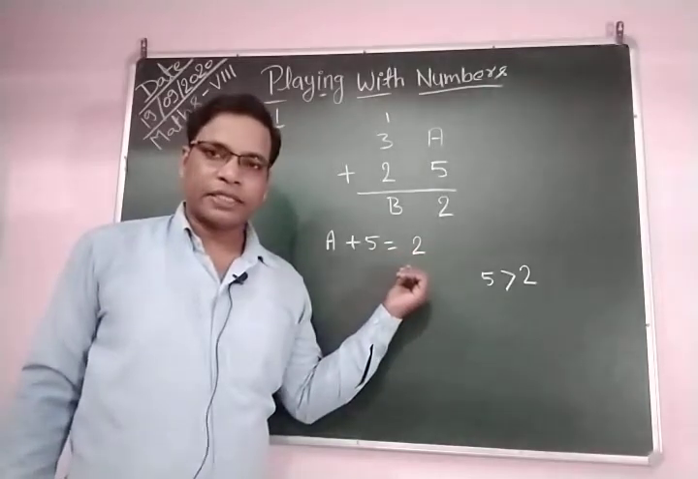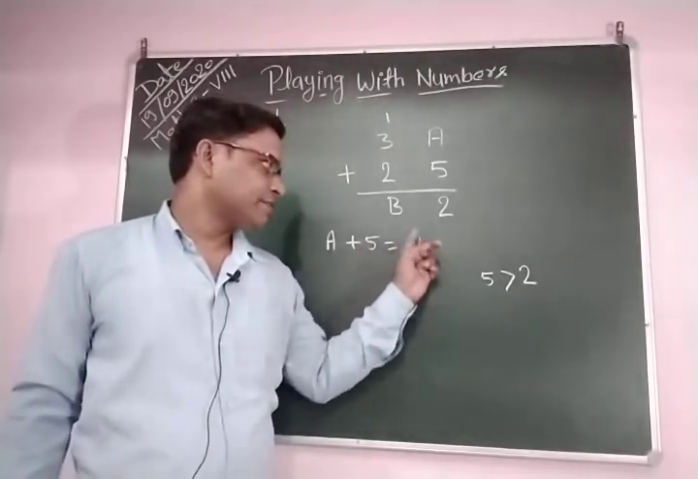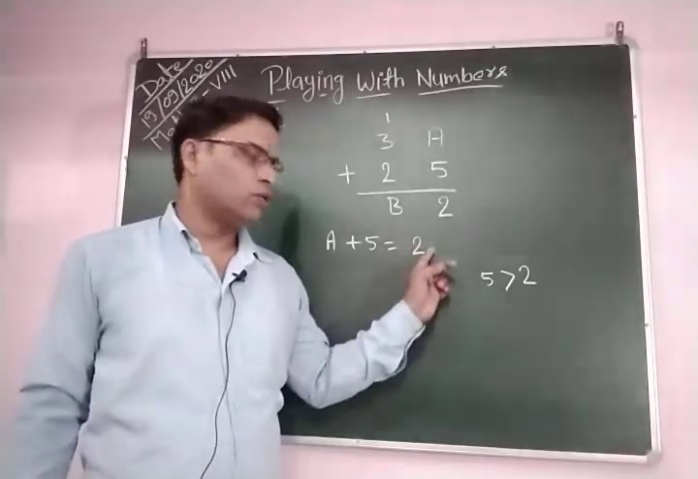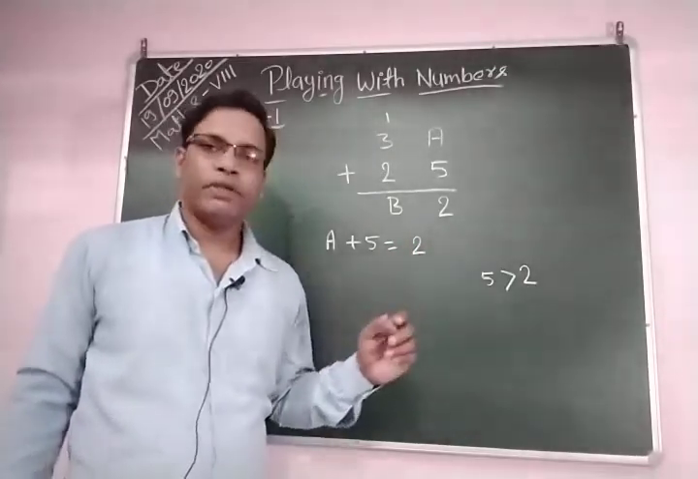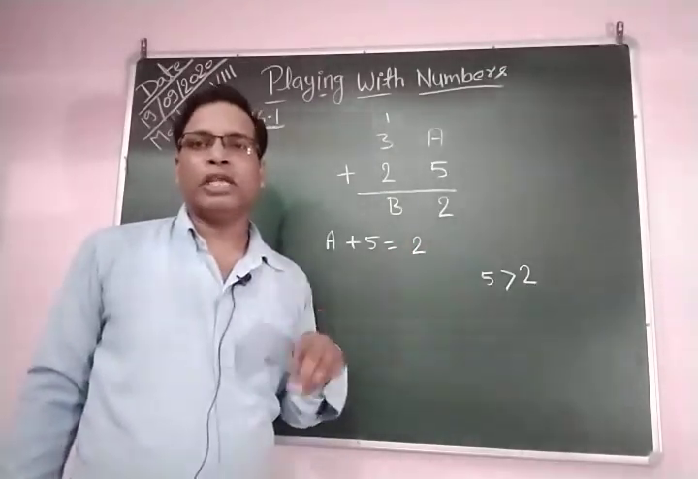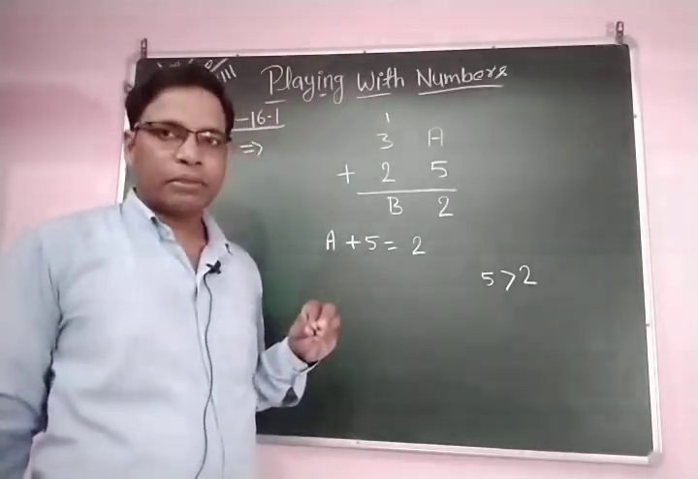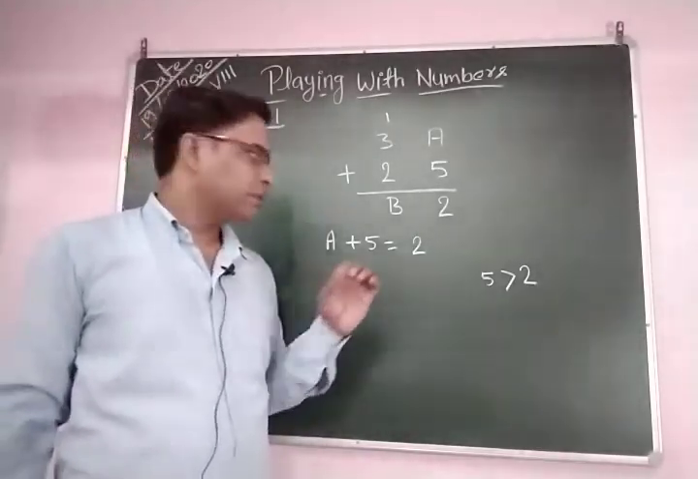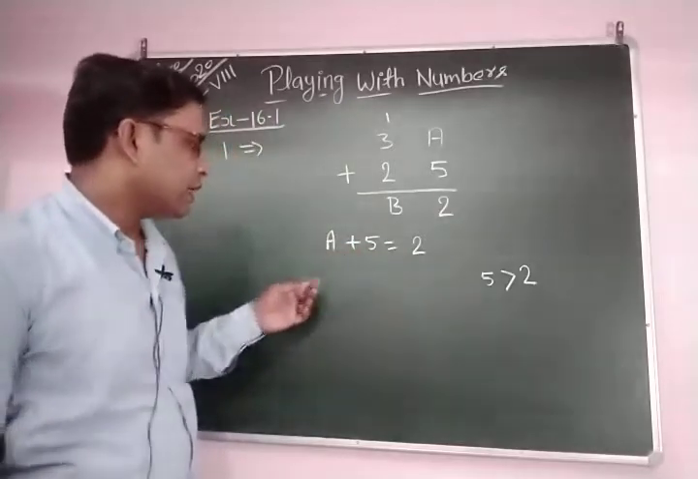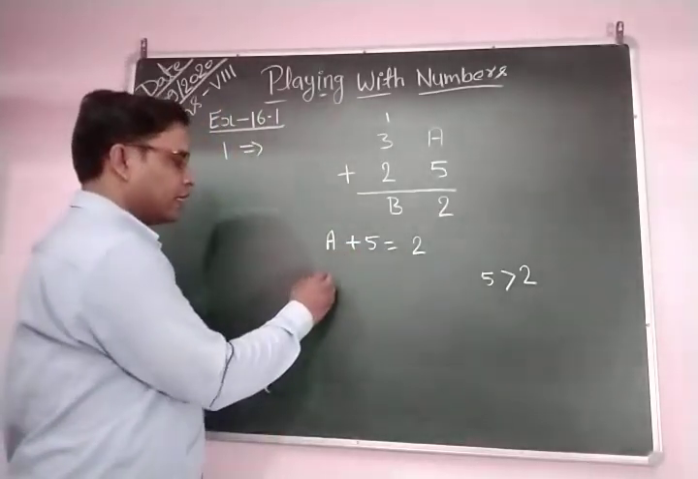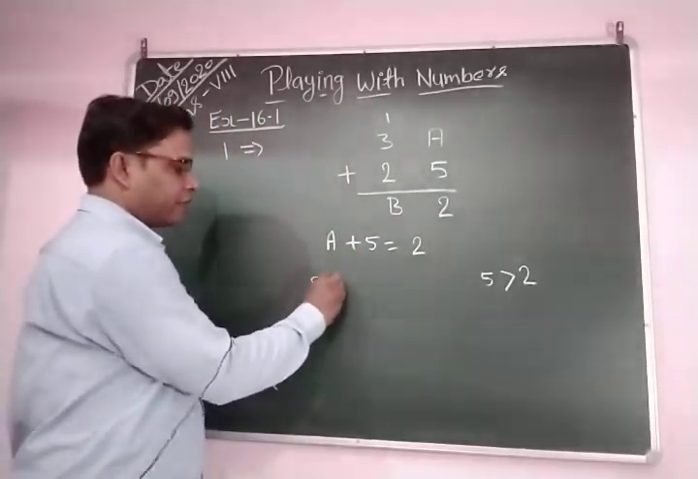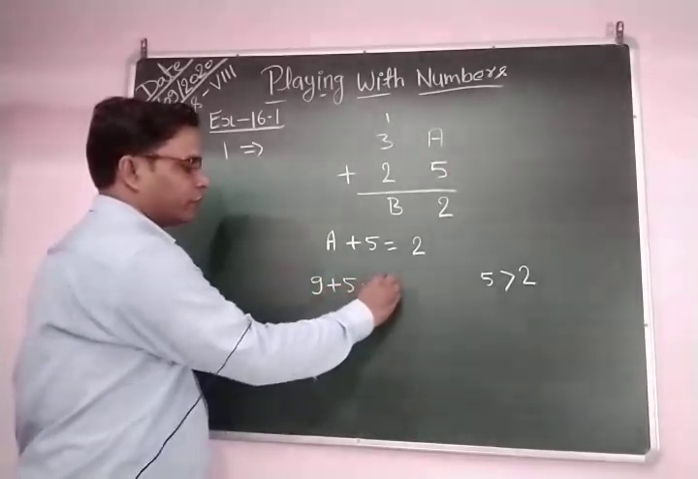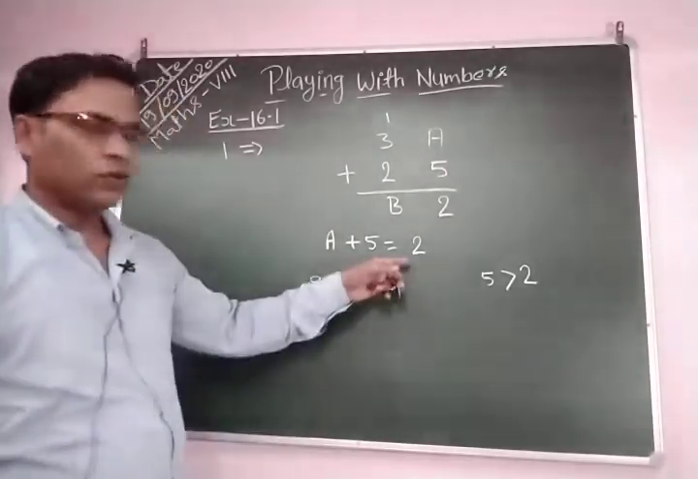So this is clear: it is not 2, it is 12. If you take the maximum digit, what is the maximum digit? 9 is the maximum digit. So if you add 9 plus 5, this is equal to 14, not 2.